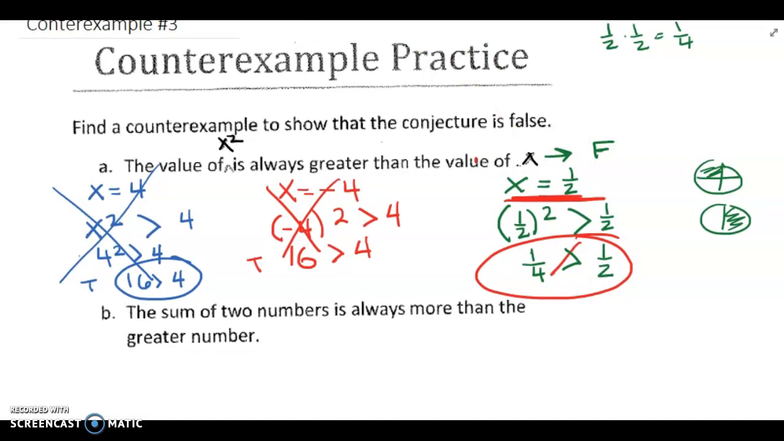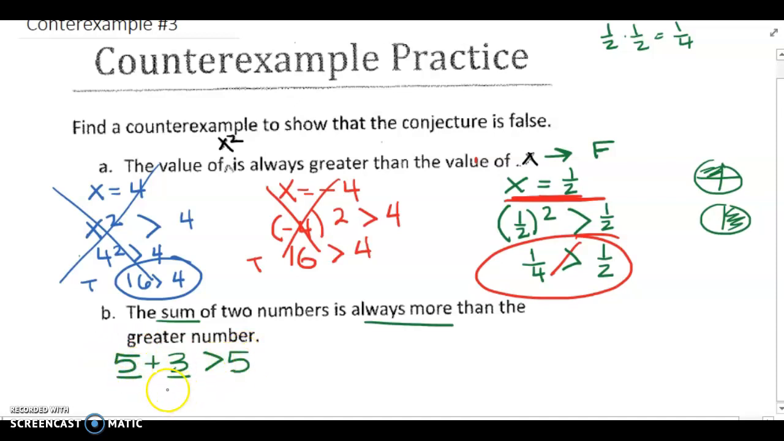All right, let's look at B now. It says the sum of two numbers is always more than the greater number. Okay, so I don't know, let's just put two numbers. So let's do 5 and 3. So the sum of two numbers, remember sum is we're adding them, is always more than, so this is going to be greater than the greater number. So with 5 and 3, which one's greater?